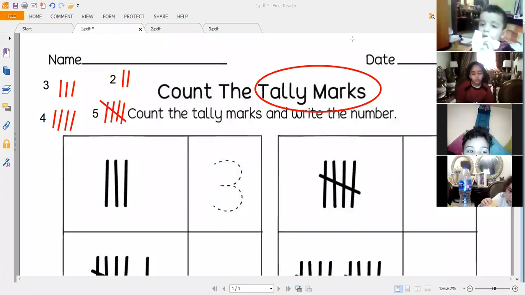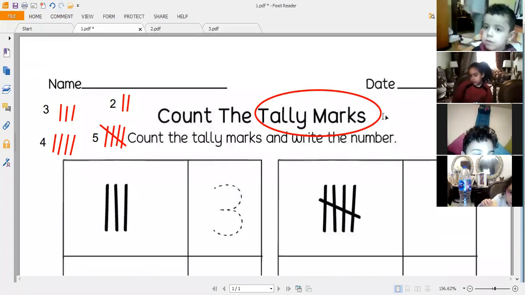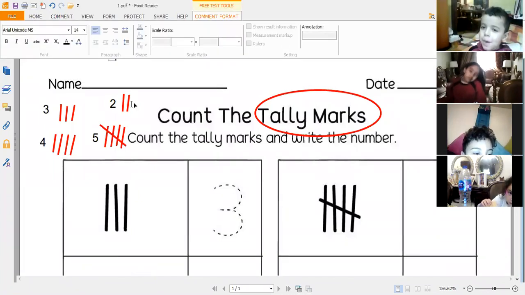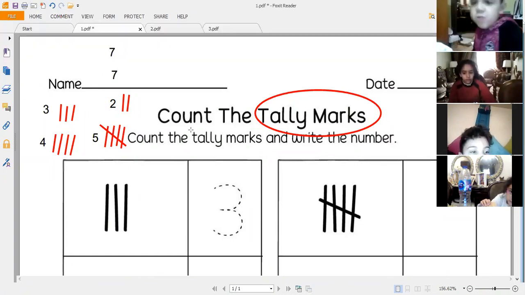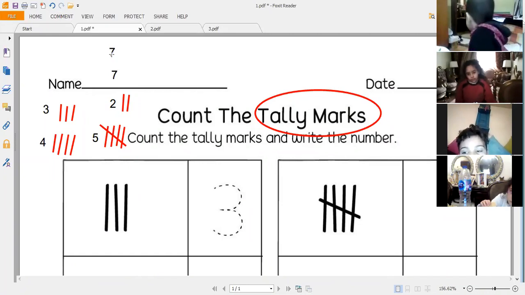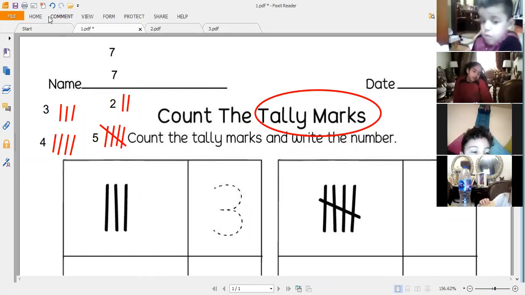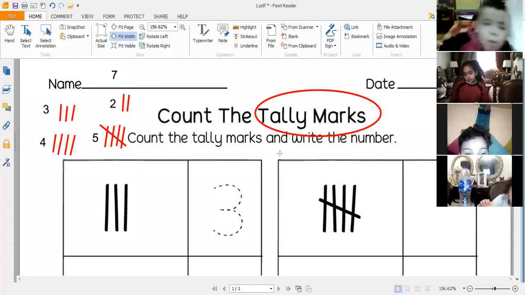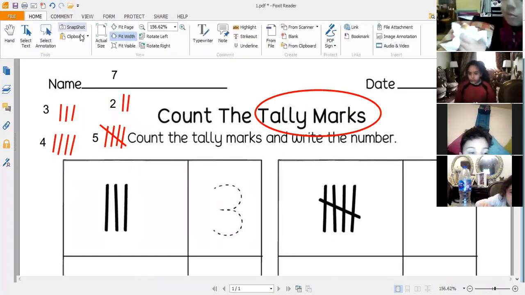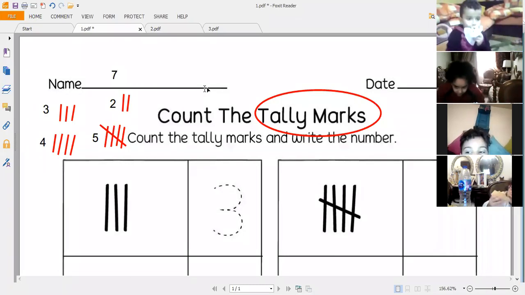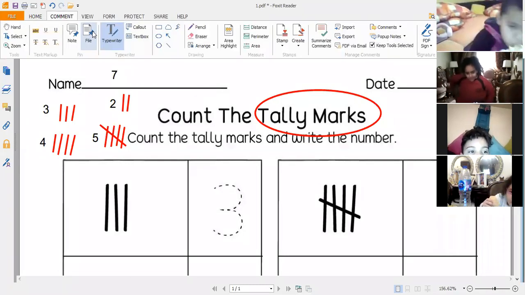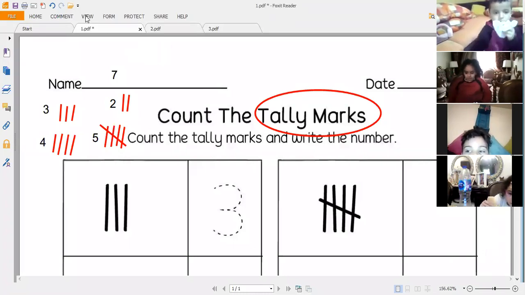I want to represent number 7 using the tally marks. Do you know what the tally marks are? How many lines will I draw to represent number 7? 7 lines. We're making it like this.